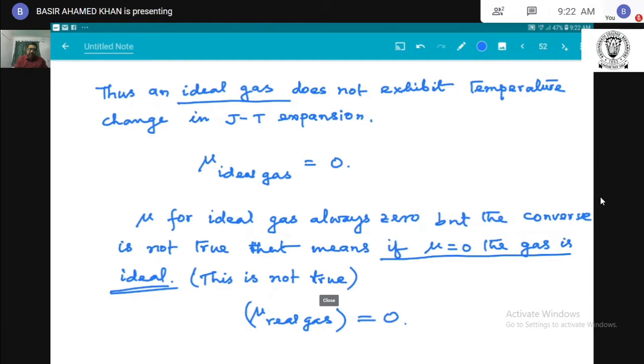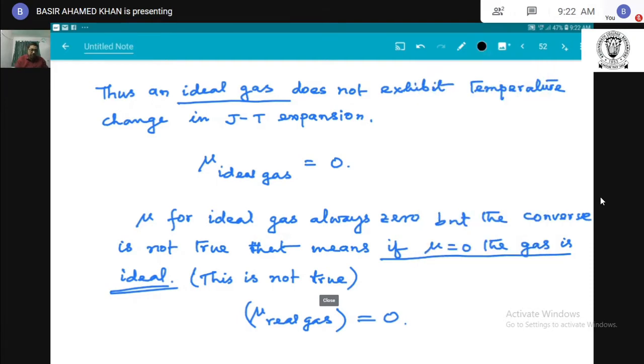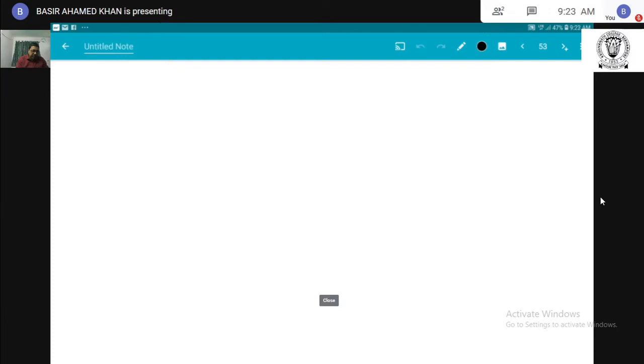Okay, now for real gas, the Joule-Thomson coefficient for real gas.